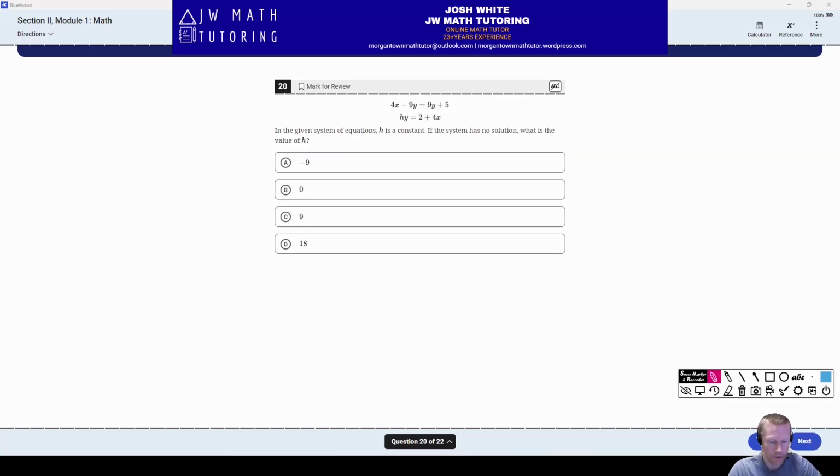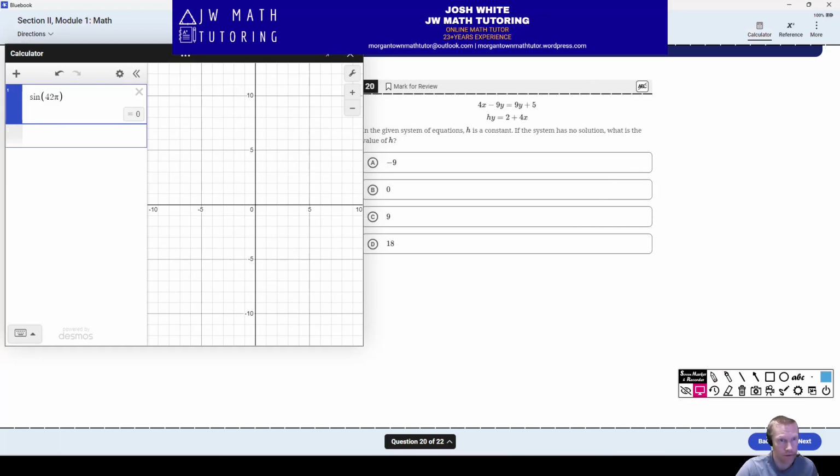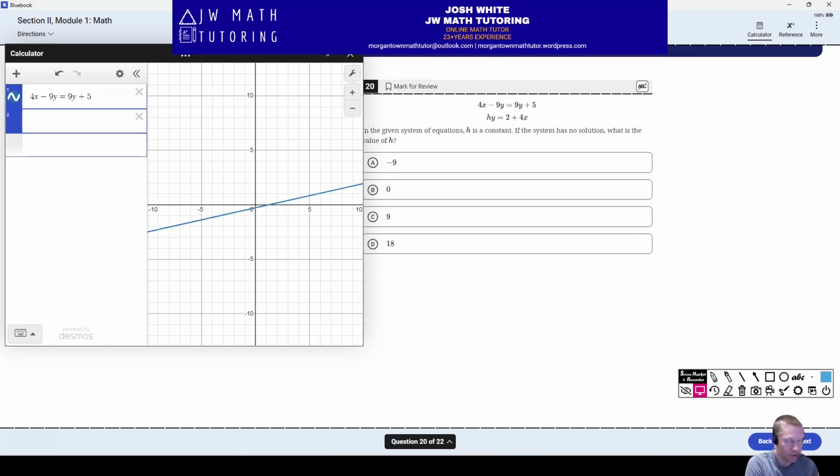All right, next up, here we have one with a system of equations. If this system has no solution, what is the value of h? So, a couple things here. With this one, you can actually do it in Desmos because it is multiple choice. So I will show that first, and then I'll show how to do it by hand. I only recommend using Desmos for problems like this when it is multiple choice and you have the answers in front of you.